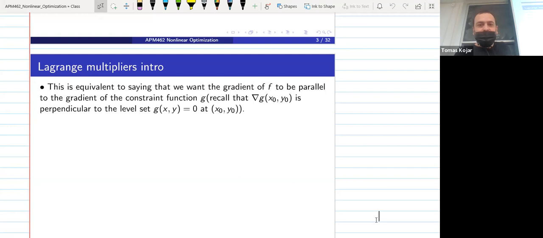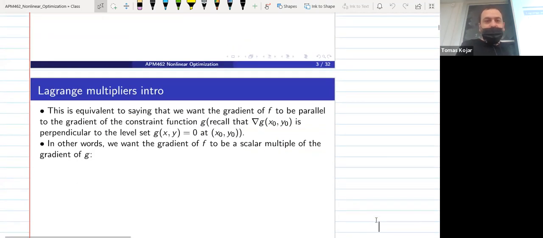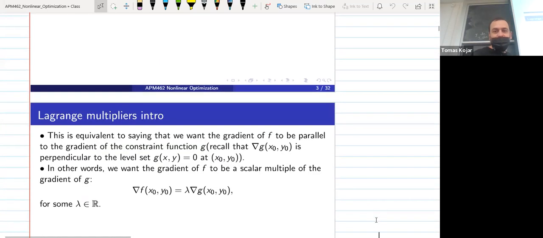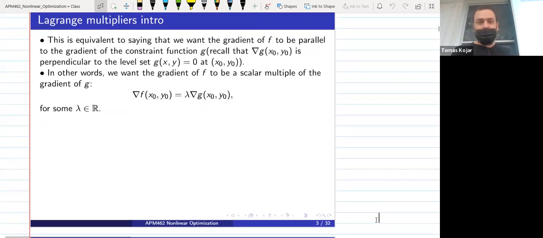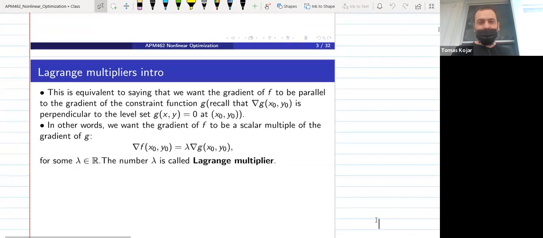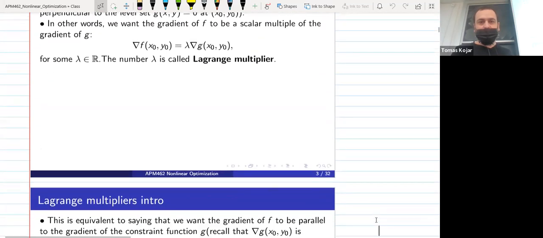Right, so perpendicular. Yeah, and we know that this guy is perpendicular to the level set. In other words, we want the gradient to be parallel to the gradient of the constraint. Okay, so that's Lagrange multipliers in a nutshell. And this guy is the Lagrange multiplier.